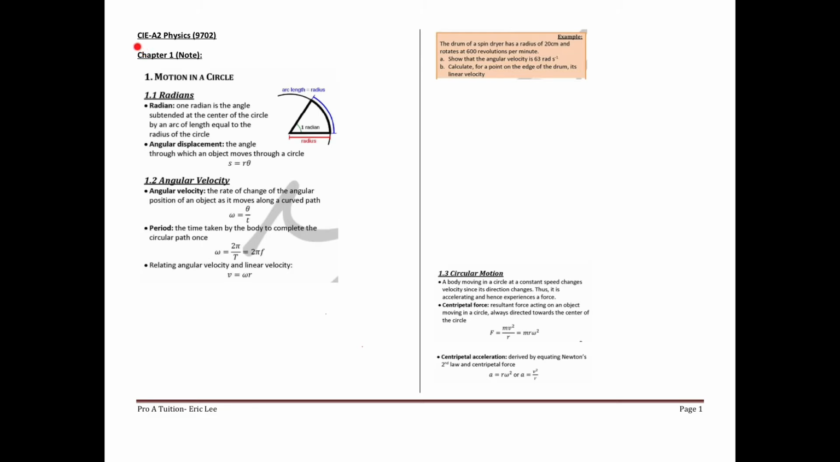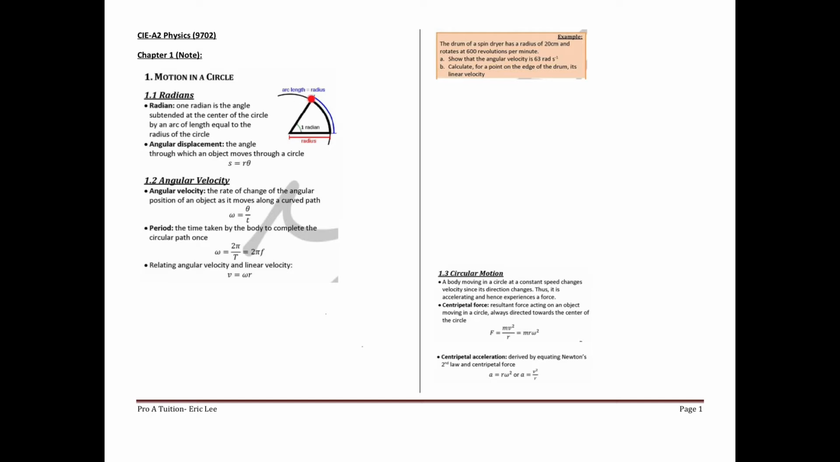Let's look at this first chapter of the A2 Physics syllabus, Motion in a Circle. The first subtopic here, radians. You look at the first point here, radian. 1 radian is the angle subtended at the center of the circle by an arc of length equal to the radius of the circle.